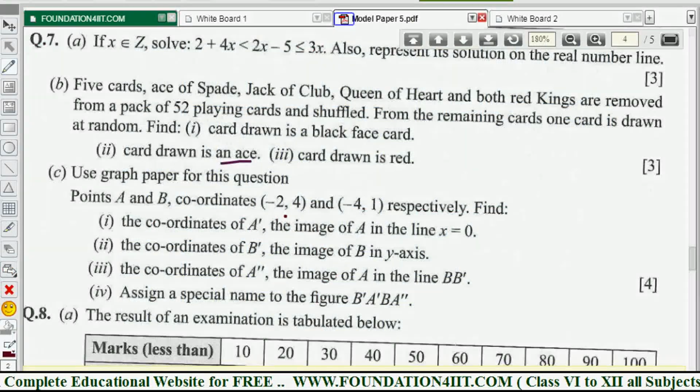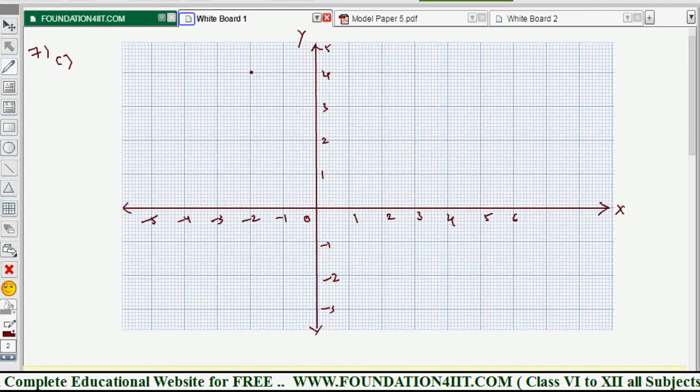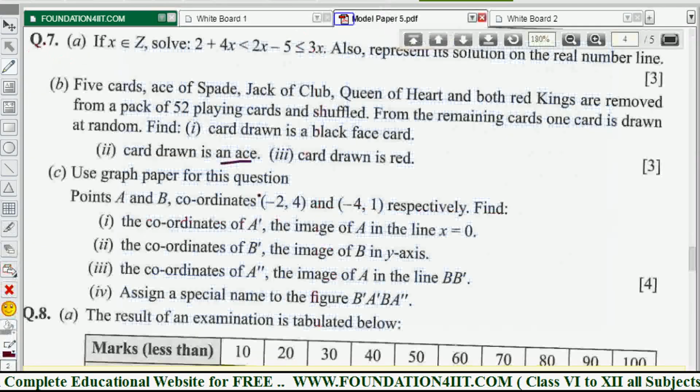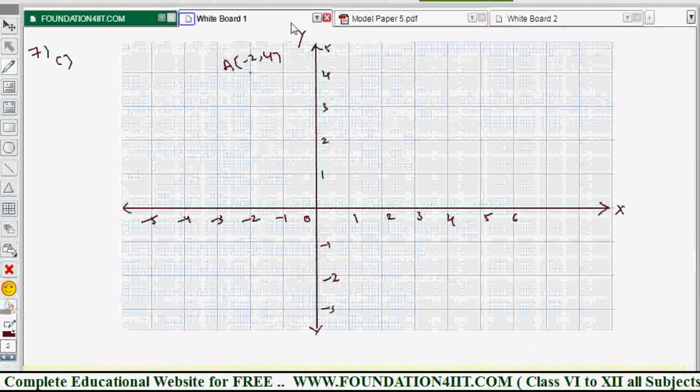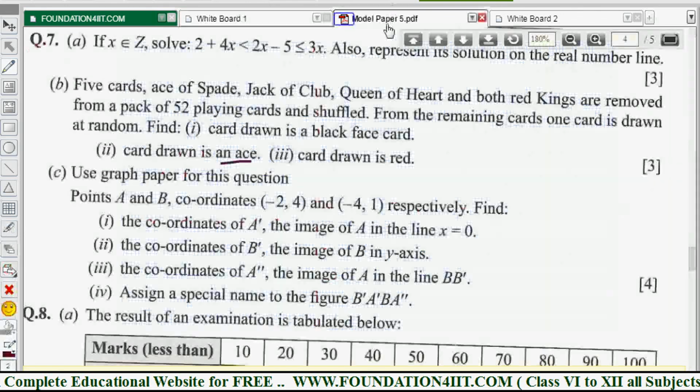First, the points: A is minus 2, 4 and B is minus 4, 1. We'll plot both first. A is minus 2, 4, which is here. And B is given in the question as minus 4, 1. Minus 4, 1 is B. Right. Now see the question.